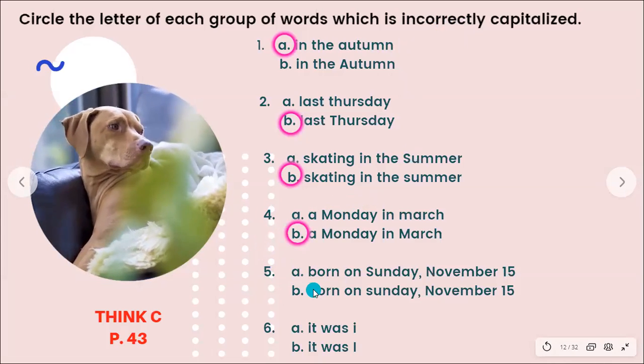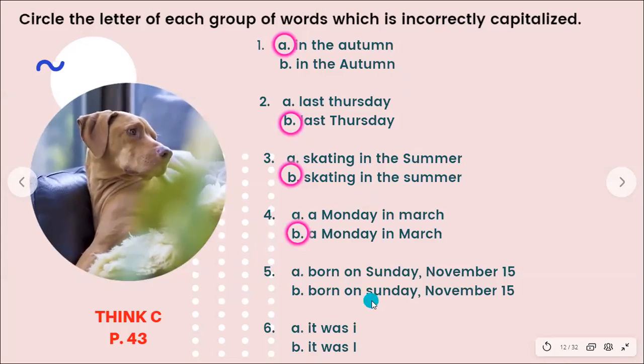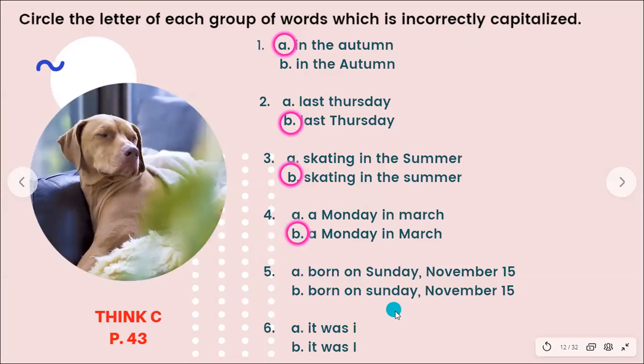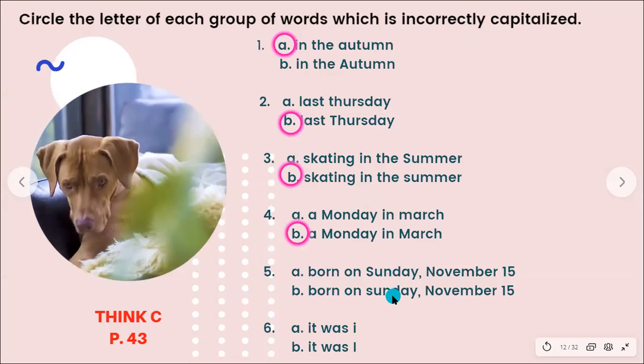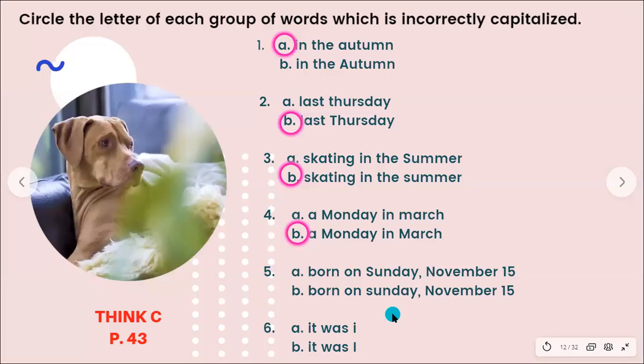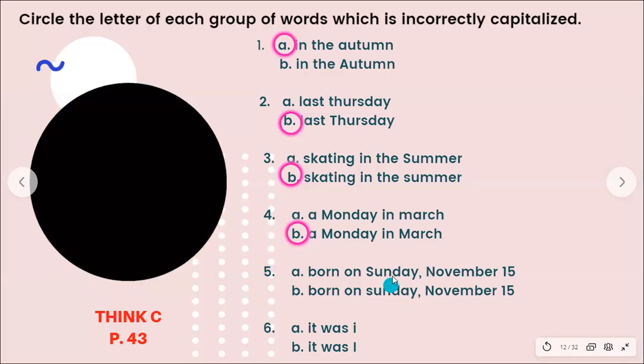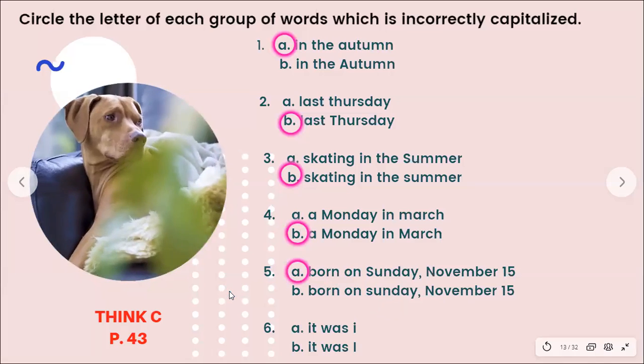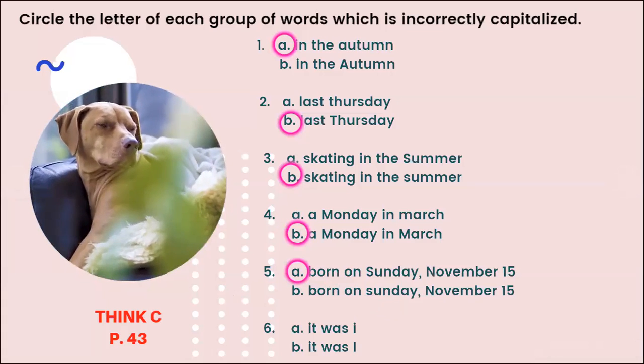Number 5, which one is correct? A or B? El que está bueno. Which one is correct? Who can help me? A or B? Okay, Mara says B. Which one is correct in number 5? Diego Lopez says B. ¿Cuál está bueno? Which one is correct? Let's see. Correct is letter A. Very good, Mia.